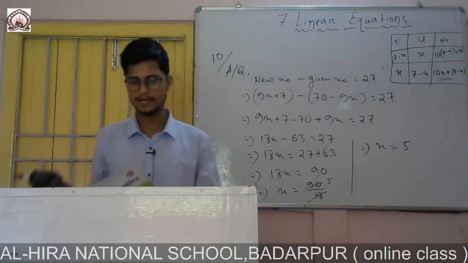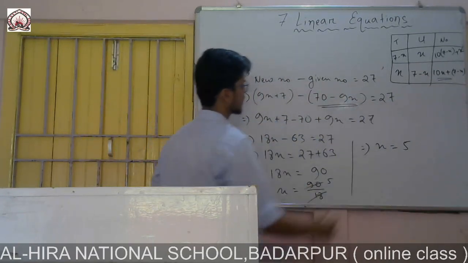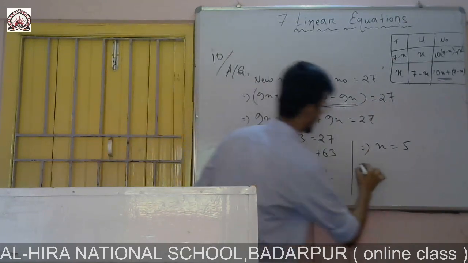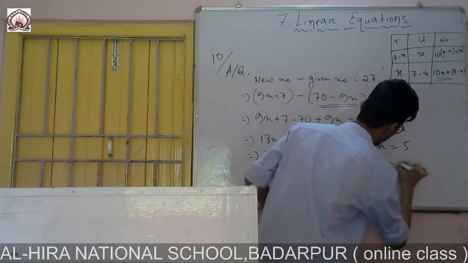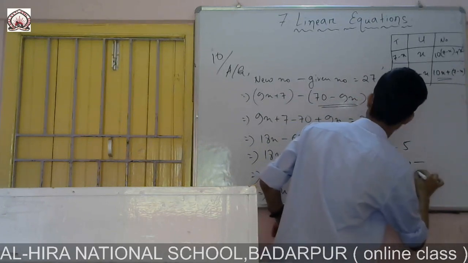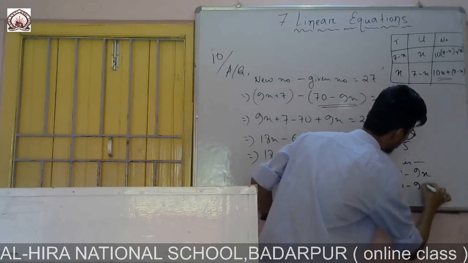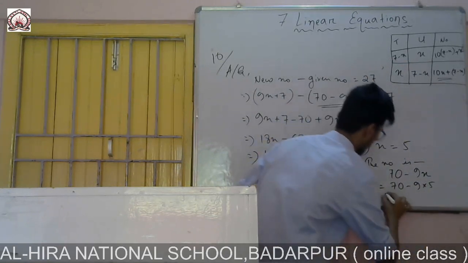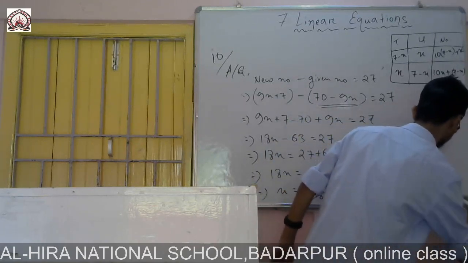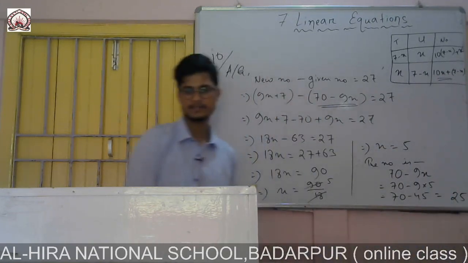Now the question is to find the number. So this was the given number, 70 minus 9x. So I will put here the value of x and I will find the number. So you write, therefore the number is 70 minus 9x. So the value of x is 9 into 5, it is 45. So 70 minus 45, it will be 25. That means the number is 25.